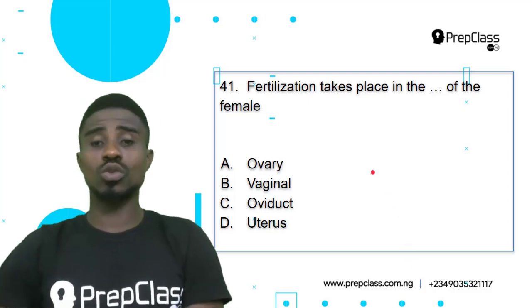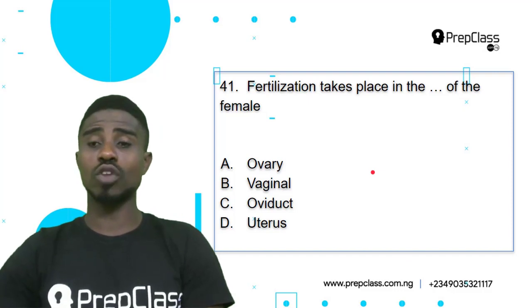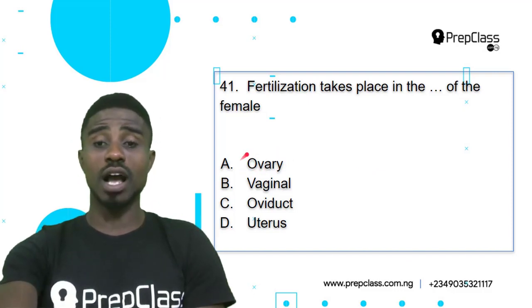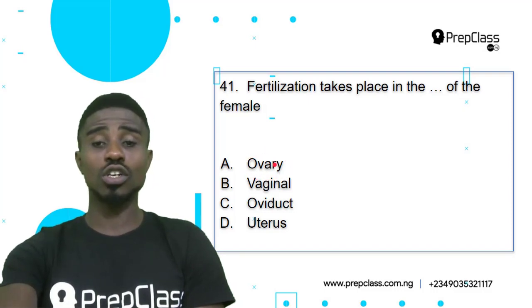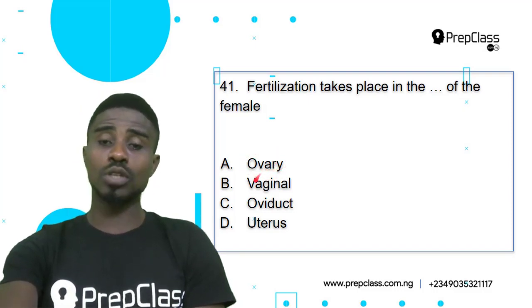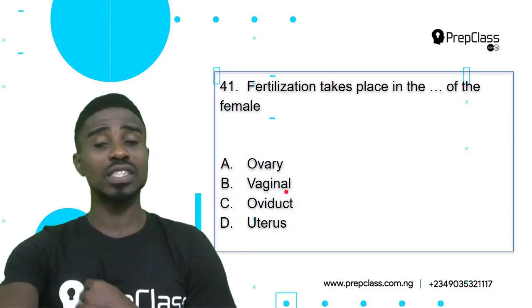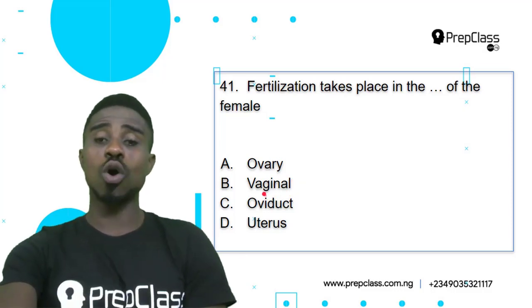So, in answering this question, we said we would be analyzing all of the options. Now, the ovary is where the eggs are produced. So, fertilization doesn't take place in the ovary. Option B, the vagina. The vagina is not where fertilization takes place. It's just the opening into the female reproductive organ.